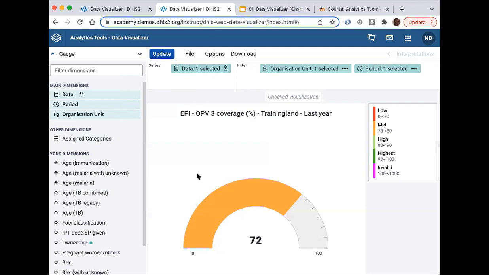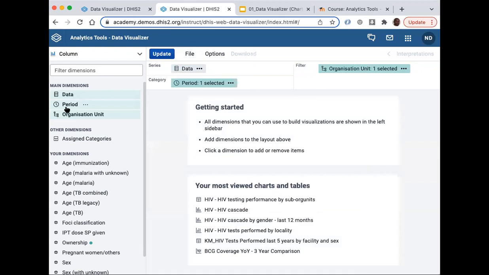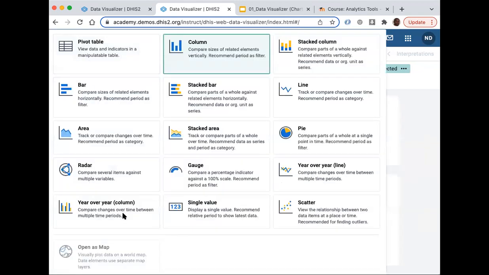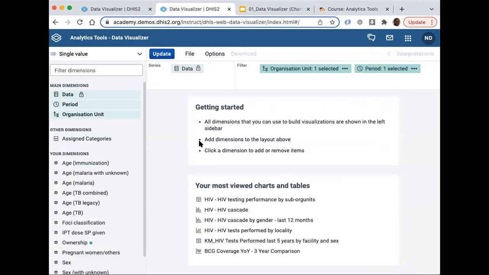So we have this chart that has been introduced, I think, after 2.36, and it's called a single value. So again, I will make new here, and I go and pick that single value. It's just here, you click on single value. Again, as a single value, it will only take one value.